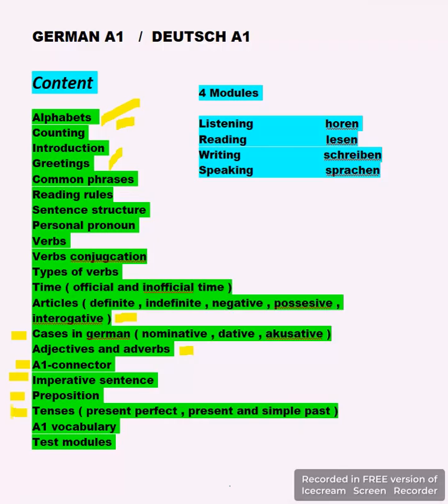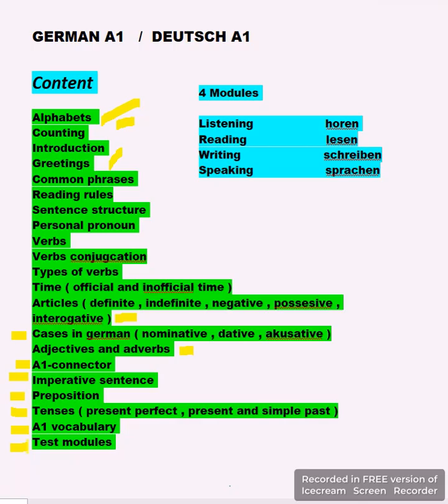As you know, in English we are also having all these things: we also discuss alphabets, counting, common phrases, reading, verbs, and of course time and adjective, verb tenses. So same as in German, we also discuss tenses, and in the end we will also have A1 vocabulary. For any language, we need vocabulary to learn or to write or to speak or to read anything, we need good vocabulary. After it, in the end, we are having test modules.